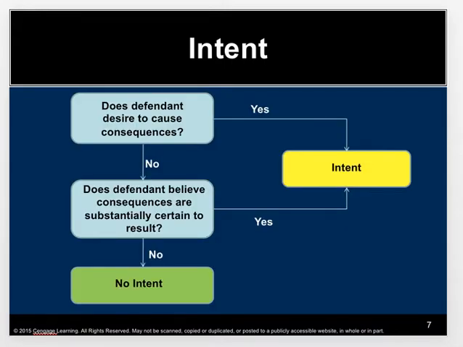So let's talk a little bit about how courts analyze whether the act was intentional or not. So the first question is, does the defendant desire to cause consequences? If the answer is yes, then there's intent. If the answer is no, then there's another question that needs to be asked, and that's, does the defendant believe consequences are substantially certain to result from that act? If the answer is yes, then there's intent. If the answer is no, then there is no intent.